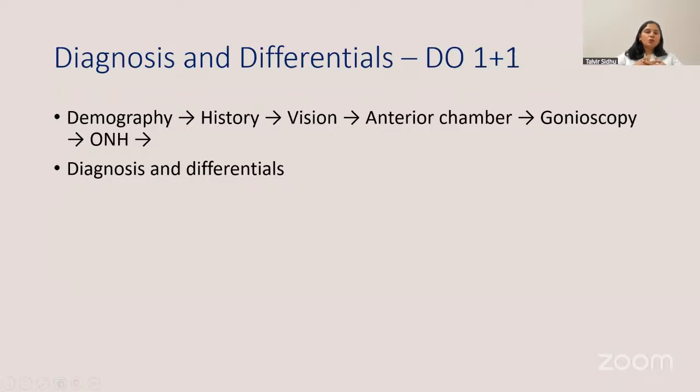Now, when you come to the diagnosis and differentials, we have talked about intraocular pressure, we have talked about optic disc, gonioscopy, all the examination that is possible on the iris and anterior chamber, and then we have to do a 1+1 to get to our diagnosis.